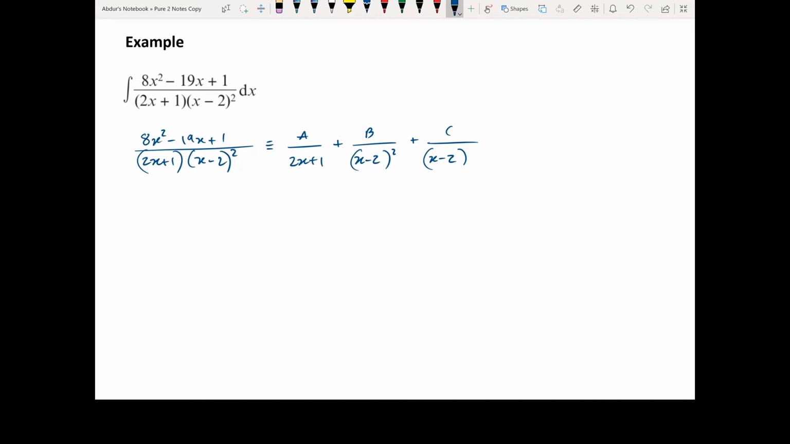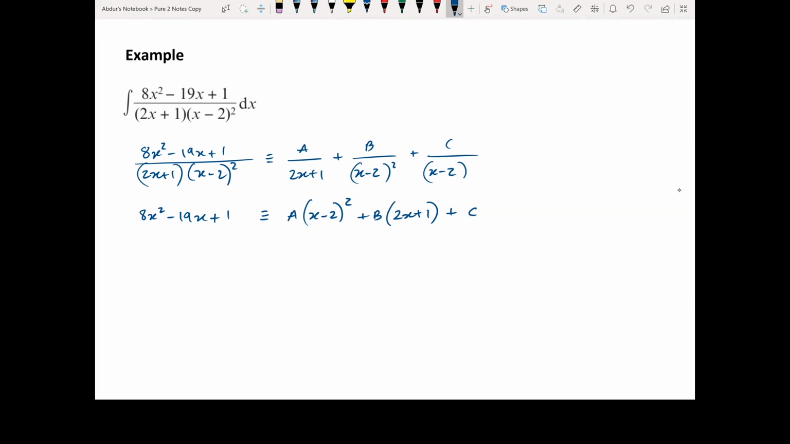So we can then multiply both sides by 2x plus 1 and x minus 2 all squared, leading to 8x squared minus 19x plus 1 being equivalent to A bracket x minus 2 all squared plus B bracket 2x plus 1 plus C bracket 2x plus 1 and x minus 2.